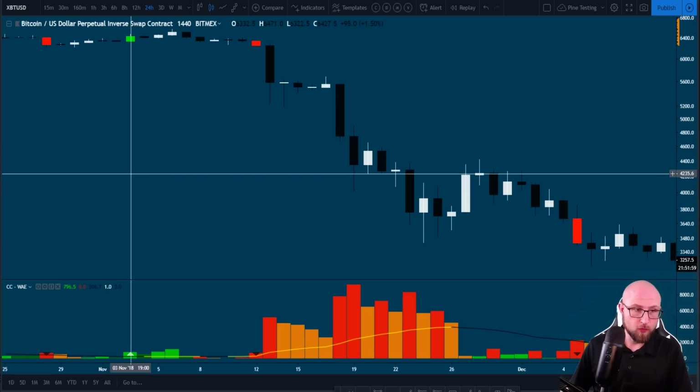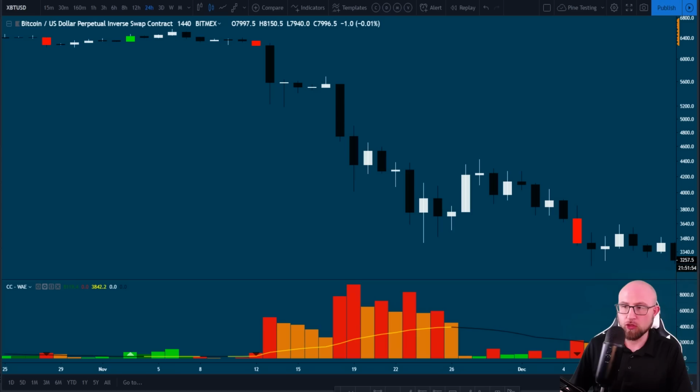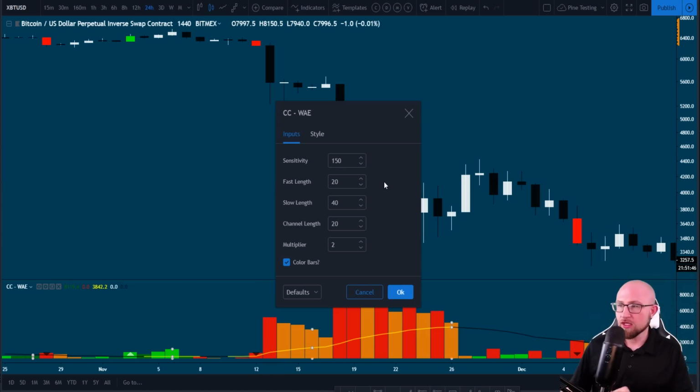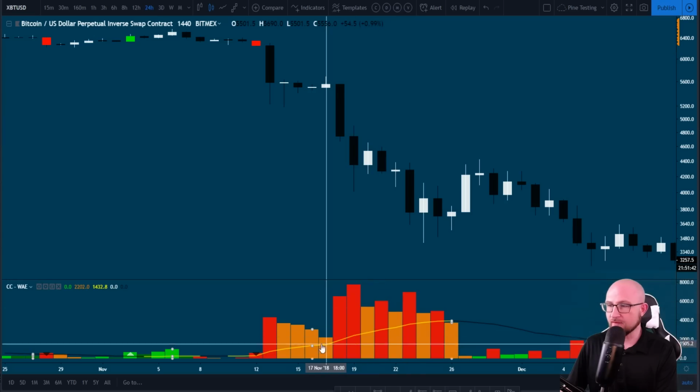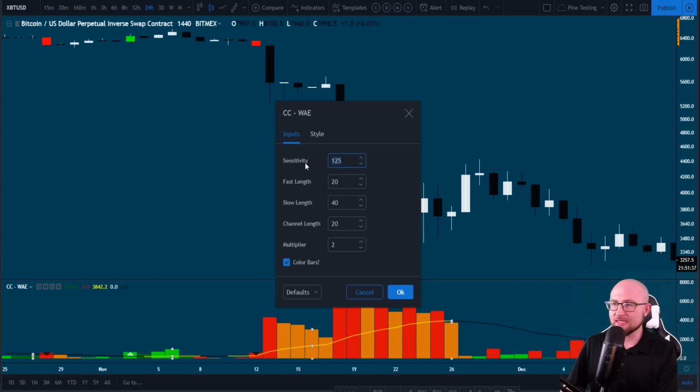Let's go over the settings for the Waddah Attar explosion indicator, the Kraken cryptocurrency version that I've programmed. So we'll just click the gear icon here and go over these settings. Sensitivity corresponds to the explosion level. If we start adjusting sensitivity, for example, let's move it down to 125, you'll see the explosion level adjust. Now, the default settings that I have on here, I think are going to work just fine.